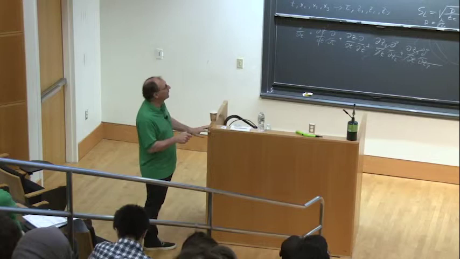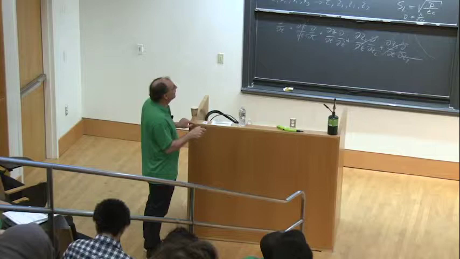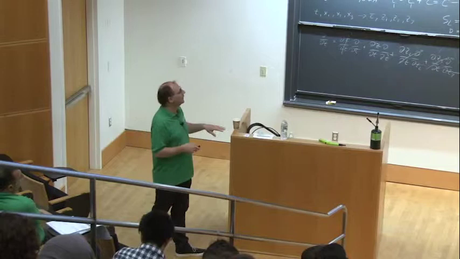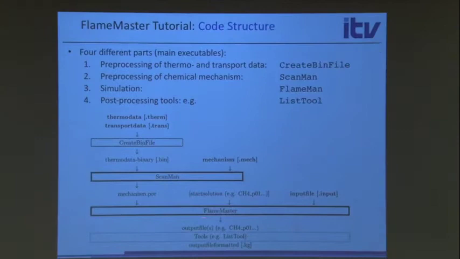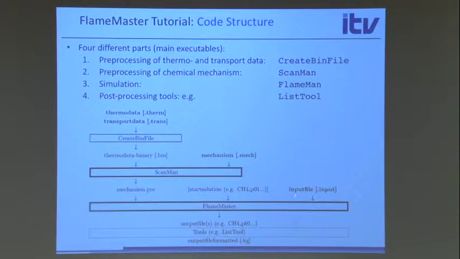So this here creates a file that's called here pre. The pre file is a binary file that has now all the information about the mechanism, thermodata, everything you need about the chemistry. And then the main code takes that as input. It also takes a controls file, I mentioned this, called Flame Master input or something. And sometimes it takes additional files, like a start solution that you might use to get faster convergence and so on. And then the output files here are basically the solution, which then can be used with different tools. Here, for example, this list tool code to do post-processing.